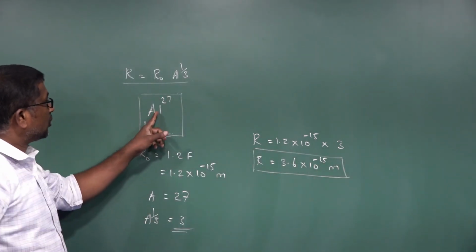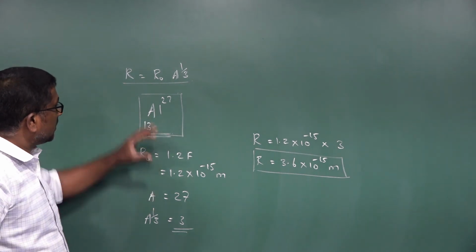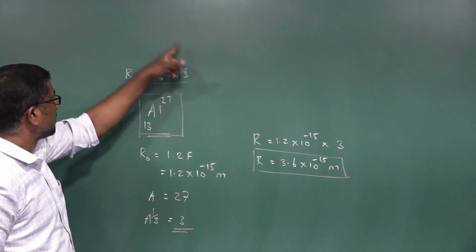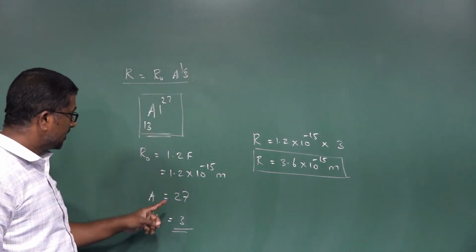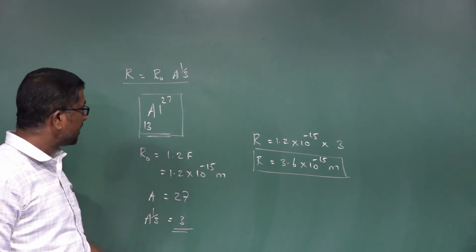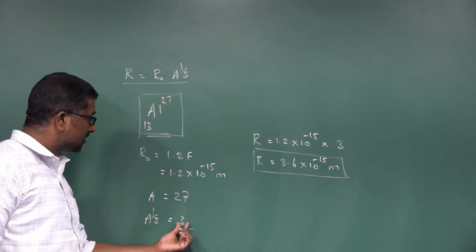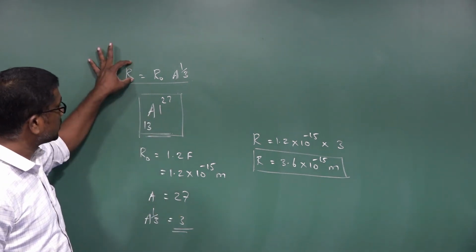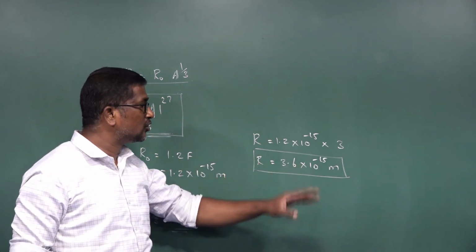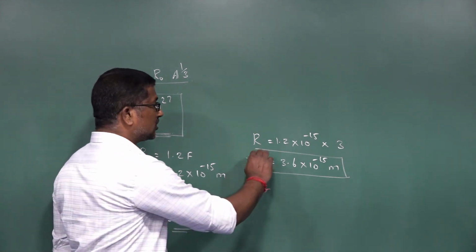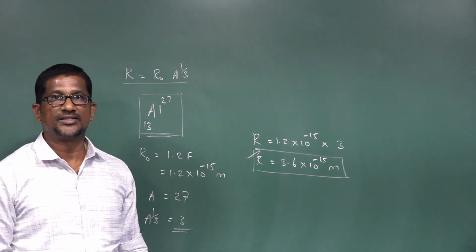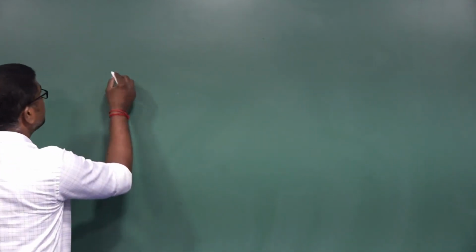The given nucleus is aluminum 13-27. For this nucleus, we need to calculate its radius based on this formula. r0 value is 1.2 into 10 power minus 15 meter and the cube root of 27 is 3. Substitute r0 value and A power 1 by 3 value in this equation. We get 3.6 into 10 power minus 15 meter. So this is the value of the radius of the aluminum 13-27 nucleus. Next, we go for the density of the nucleus.